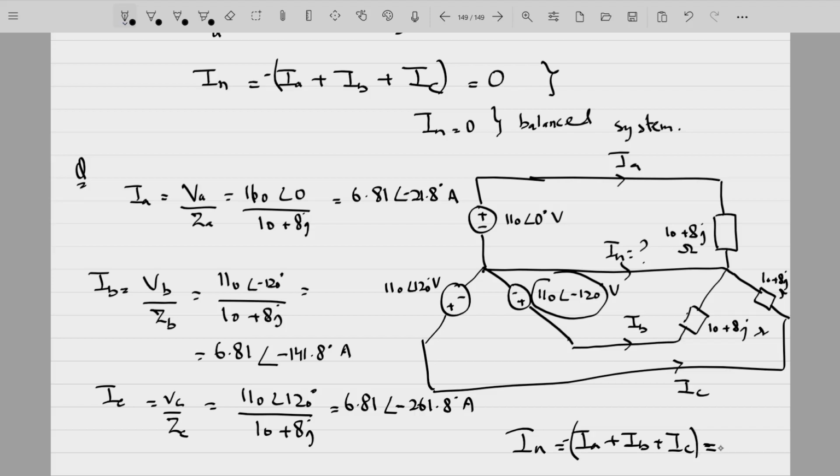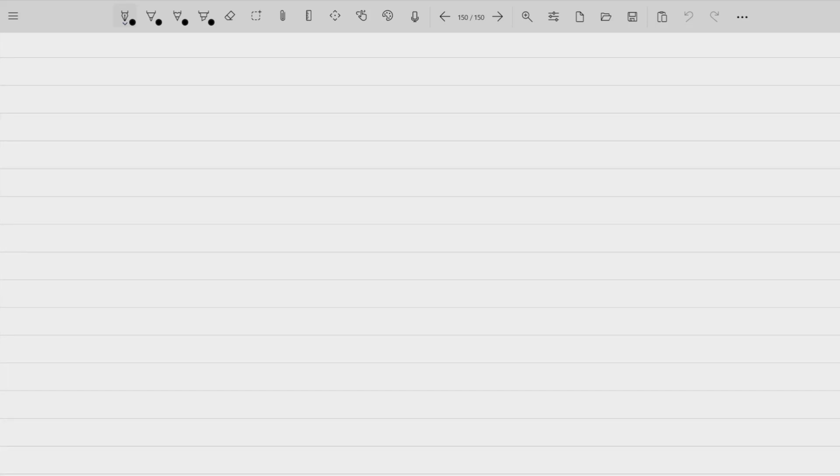Your minus low or plus low, in either case this has to be equal to 0, and you can actually calculate that. You can simply sum these three up and you'll find out that the neutral current will be equal to 0. Now this is a perfectly balanced system where your three-phase load as well as three-phase source have equal magnitudes. Where the voltage and the load are imbalanced, or the voltage is imbalanced, you will not be getting IN equal to 0 in that case.